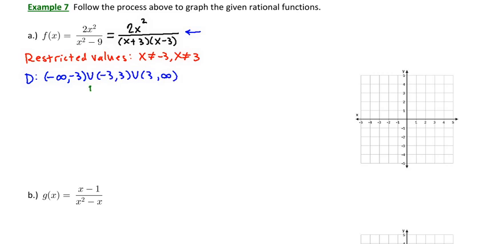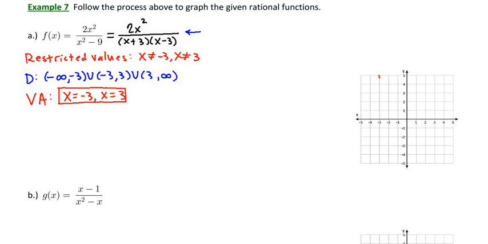So where our domain is divided, we're going to place in the graph a vertical asymptote. So I'm just going to abbreviate these VA for vertical asymptote. They have the equation x equals negative 3 and x equals 3. So in this case, both of our restricted values led to vertical asymptotes. Remember, sometimes they lead to vertical asymptotes, sometimes they lead to holes.